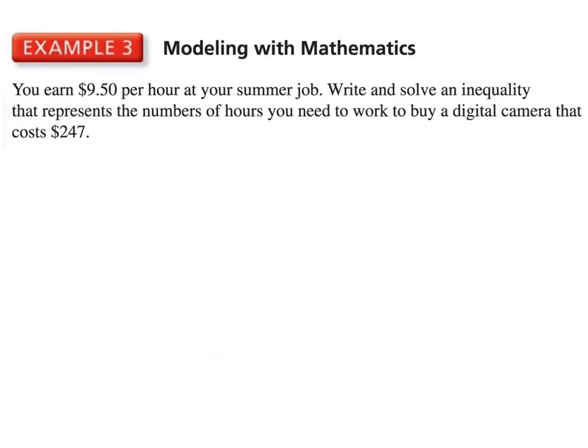You earn $9.50 per hour at your summer job. Write and solve an inequality that represents the number of hours you need to work to buy a digital camera that costs $247. You're making $9.50 an hour. Now you have to work a certain amount of hours in order to afford that camera. So you're going to have to work x hours, because $9.50 times x gives you the total amount of money you've made depending on the hours that you worked.